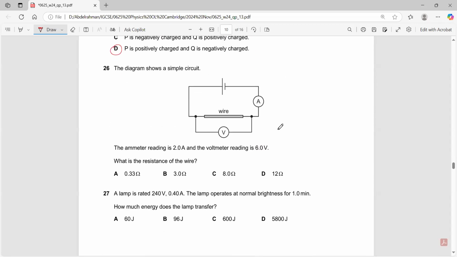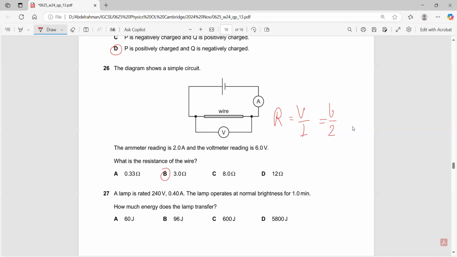Diagram shows a simple circuit. The ammeter reading is 2 amperes. The voltmeter reading is 6 volts. What is the resistance of the wire? R equals V over I. The voltage is 6 volts and the current is 2 amperes. So the resistance would be 3 ohms.